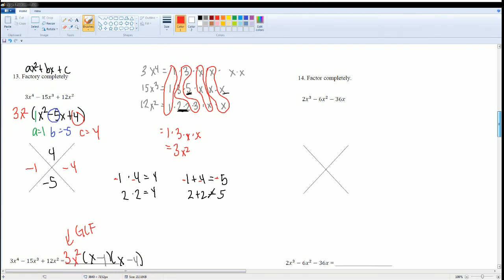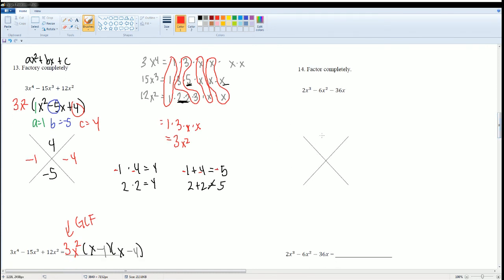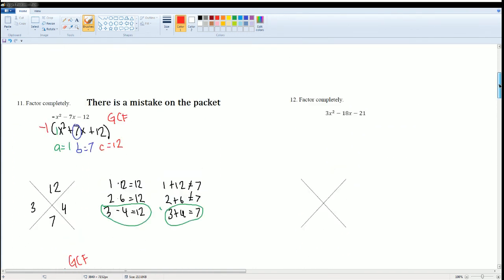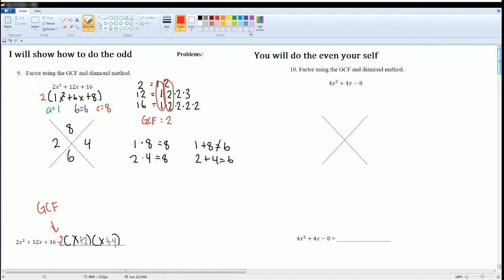Good. So this 14 is going to be done the same way. Make sure you're pulling out the greatest common factor. I'm going to tell you now the greatest common factor here. The GCF is going to be a 2x. All right. Here, do it yourself. You can do it yourself. All right, but there you go. Those are all your solutions.